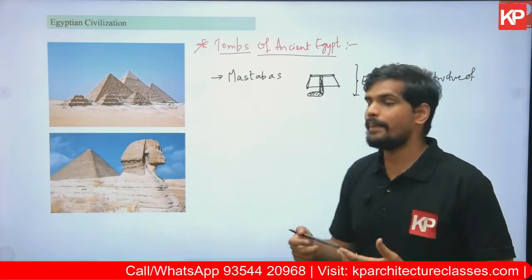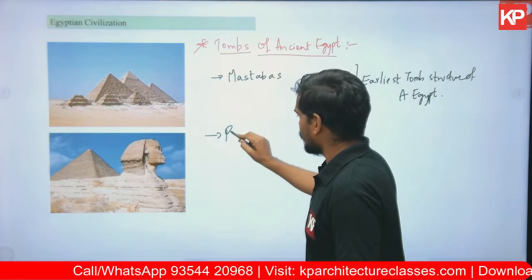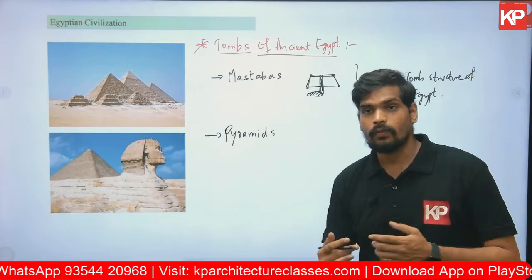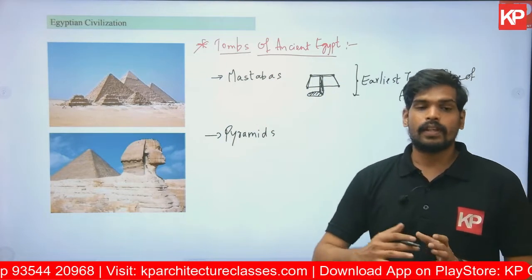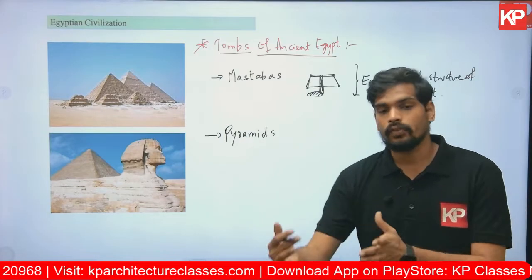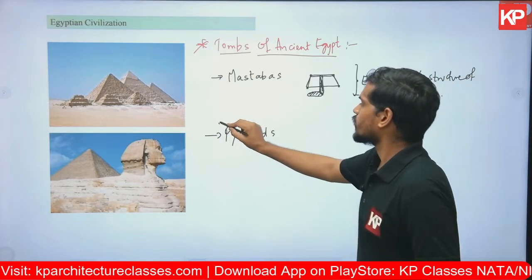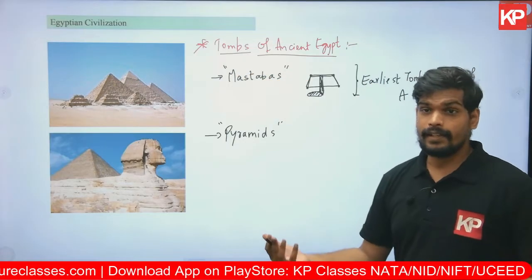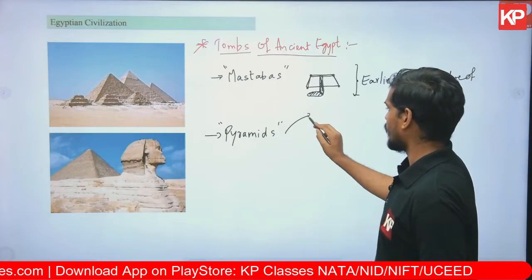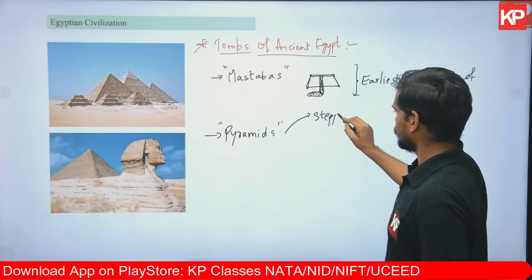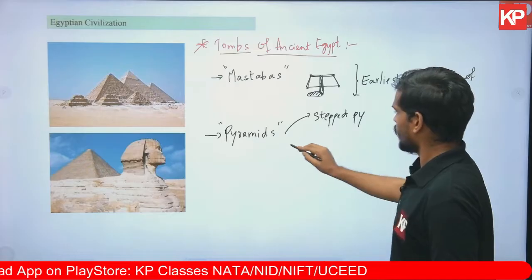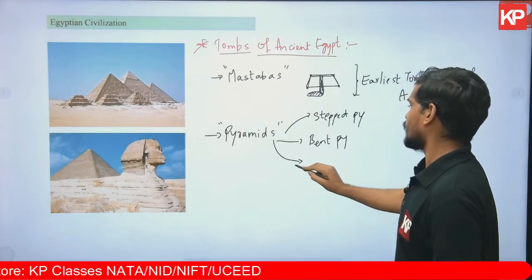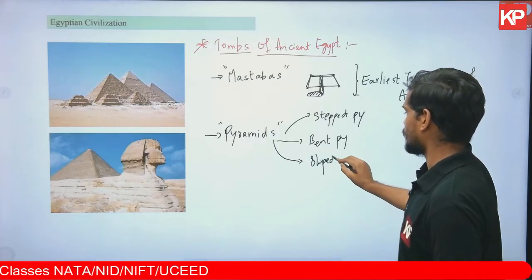After mastabas, then came pyramids. After mastabas, pyramids were constructed later on. So after a few years or few decades or few dynasties, so there were around 30 dynasties for ancient Egypt. So after a few dynasties, then pyramids came into picture. The second type of tomb structures, pyramids, were further divided into types. There are various types of pyramids like stepped pyramids, bent pyramid, and sloped pyramid. There are three types of pyramids.